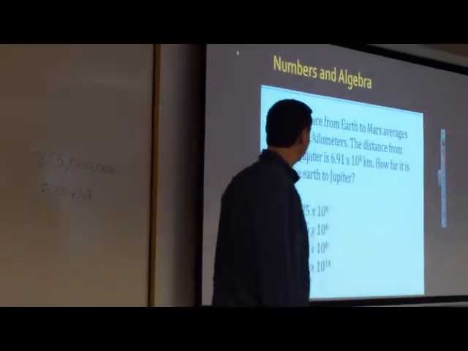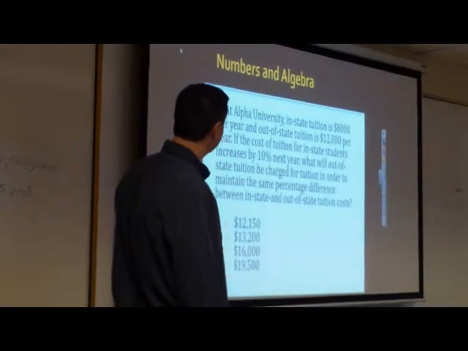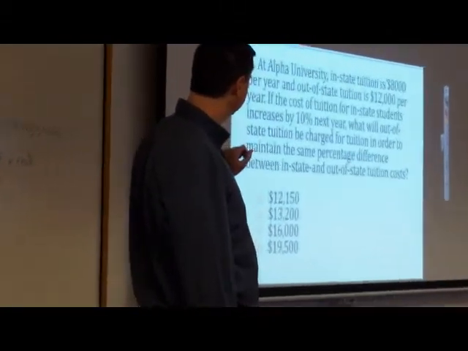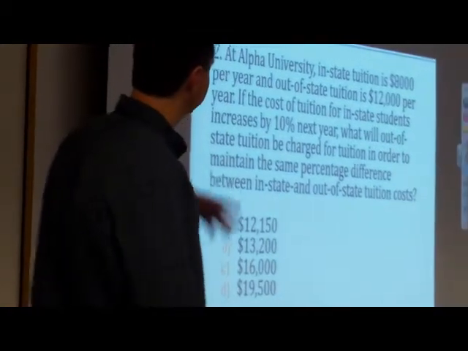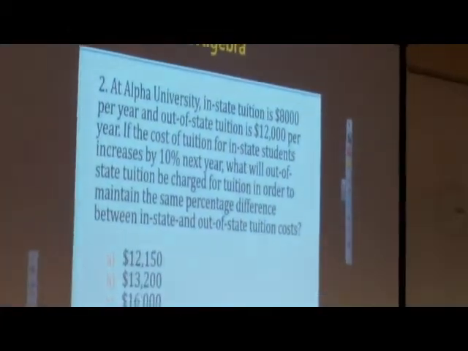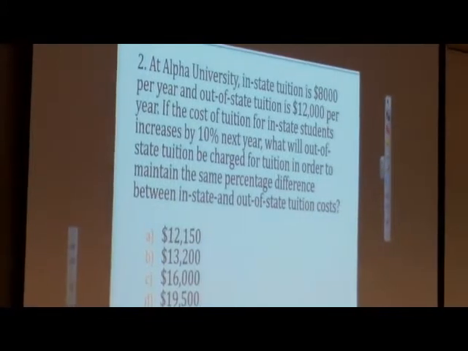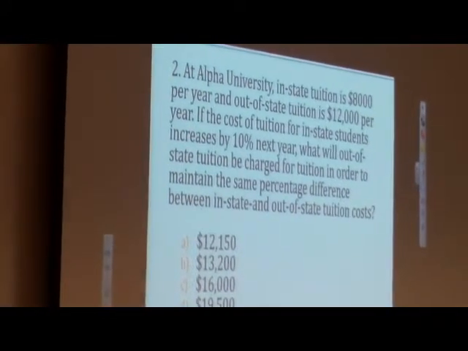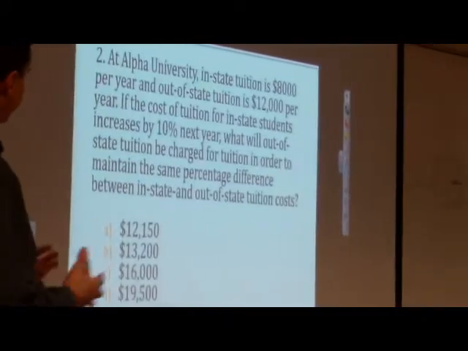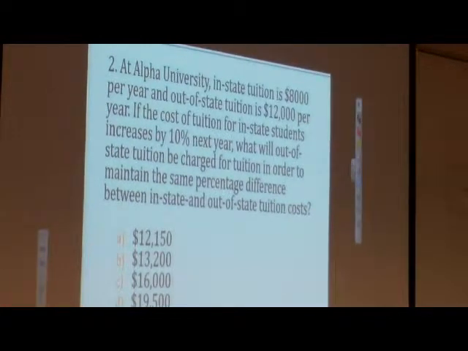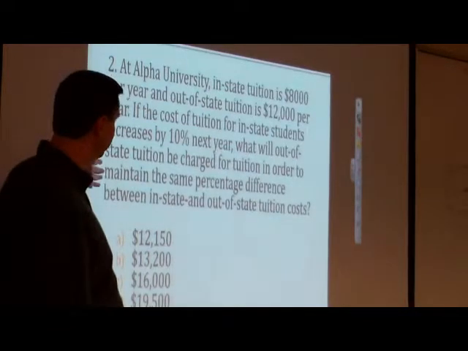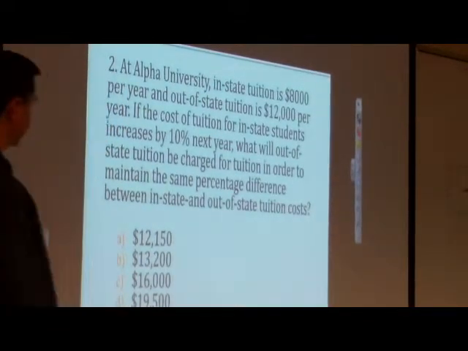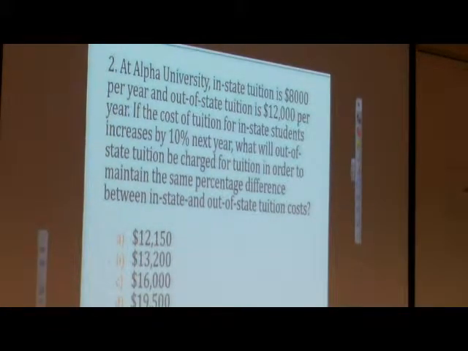Okay, so I'm just giving you a sample. Why don't you go on to the next one here? So we're not necessarily going to do this one, I don't think, but here's an example of one that they had. I modified this slightly just so we could look at a sample one. At Alpha University, in-state tuition is $8,000 per year, and out-of-state tuition is $12,000 per year. If the cost of tuition for in-state students increases by 10% next year, what would the out-of-state tuition have to be charged in order to maintain the same percentage difference between the in-state and out-of-state tuition costs?